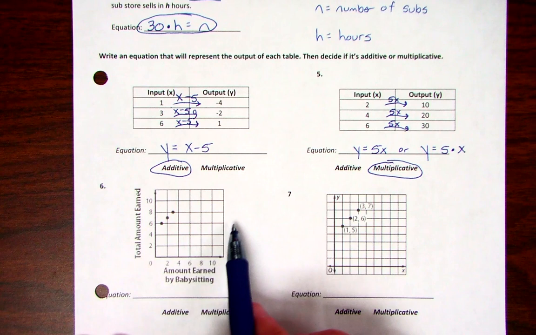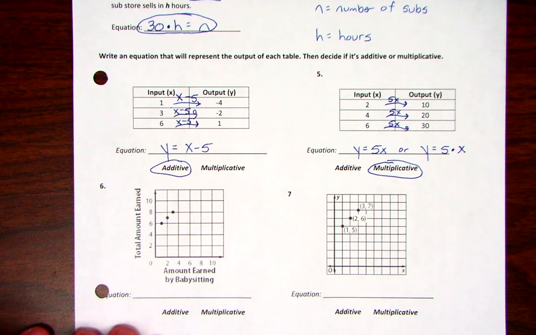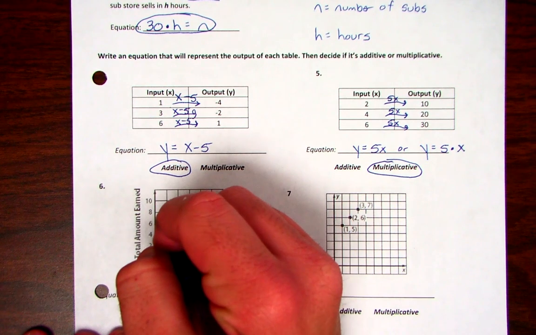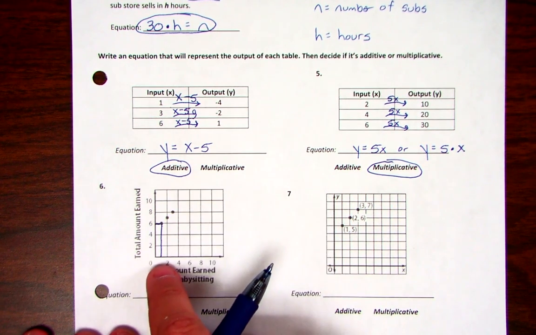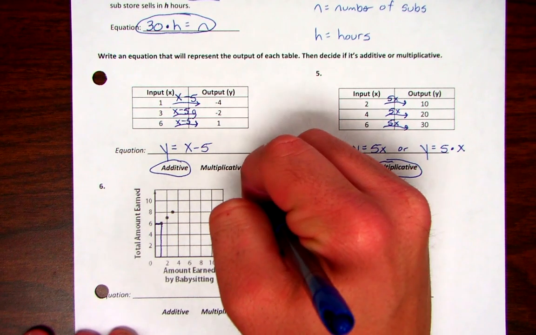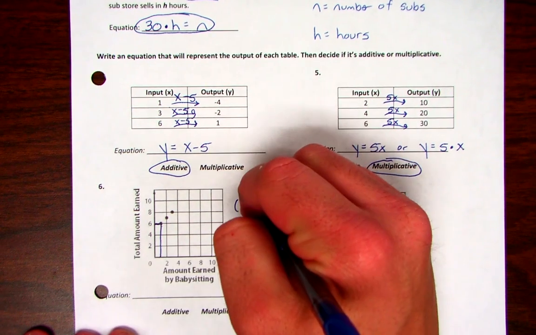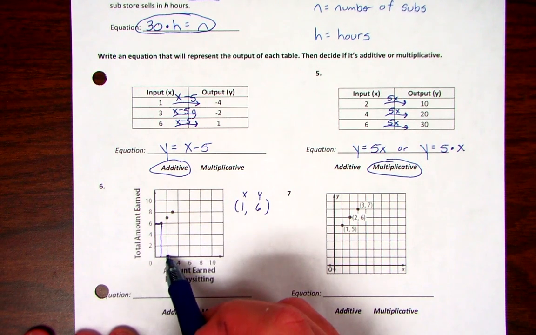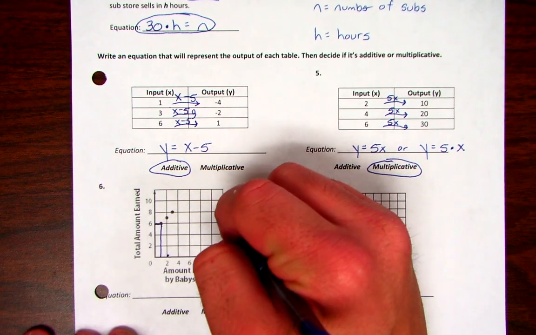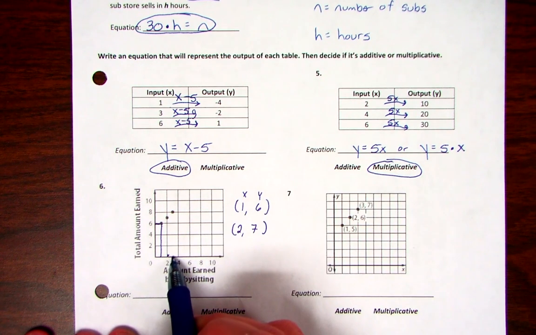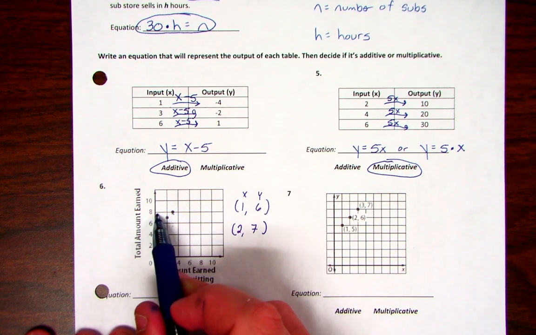Okay. Notice there's no table here for number 6. I'm going to create a table. So to get to this dot, my x value is 1. My y value is 6. The second one looks like it's at 2, 7. This next one looks like it's at 3, 8.